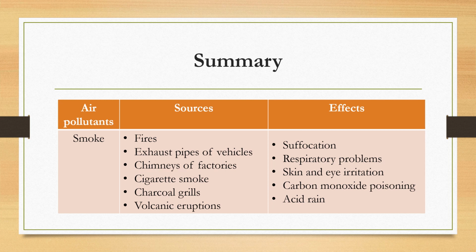We have now reached the end of this lesson. Let's summarize what you have learned. Some sources of smoke include fires, exhaust pipes of vehicles, chimneys of factories, cigarette smoke, charcoal grills, and volcanic eruptions. Inhaling smoke causes suffocation, respiratory problems, skin and eye irritation, carbon monoxide poisoning. The sulfur dioxide and nitrogen dioxide in smoke also cause acid rain.